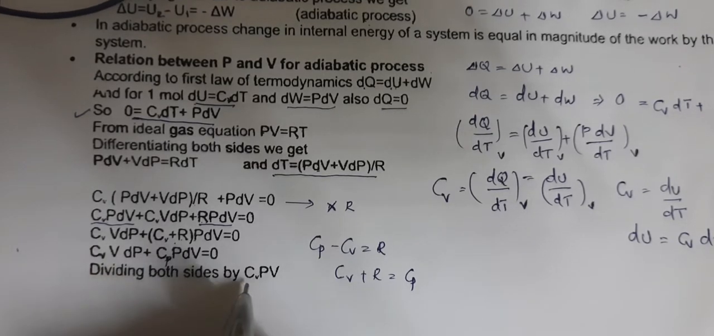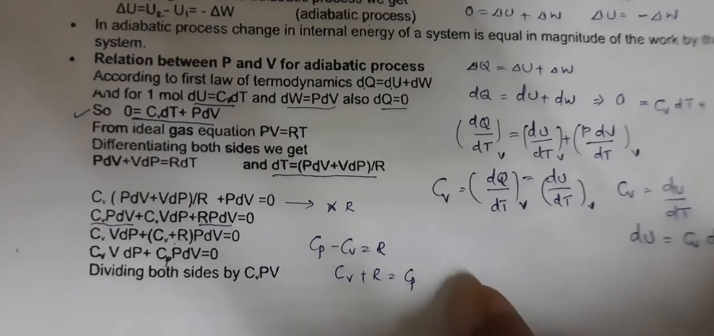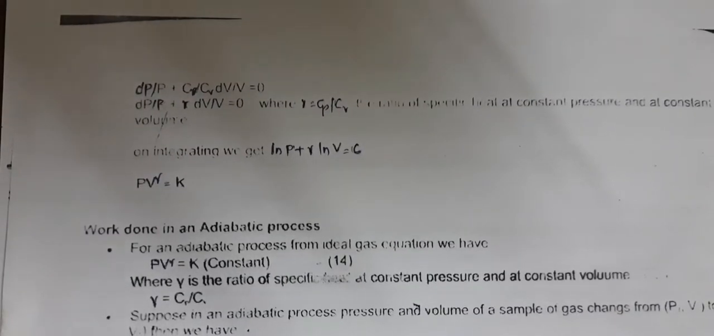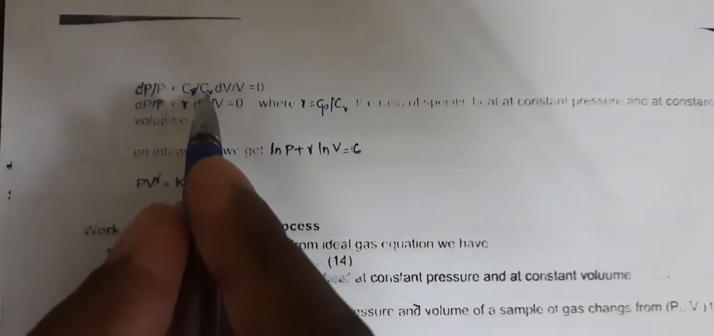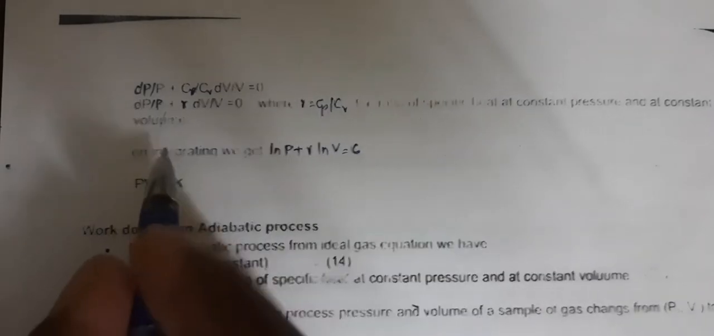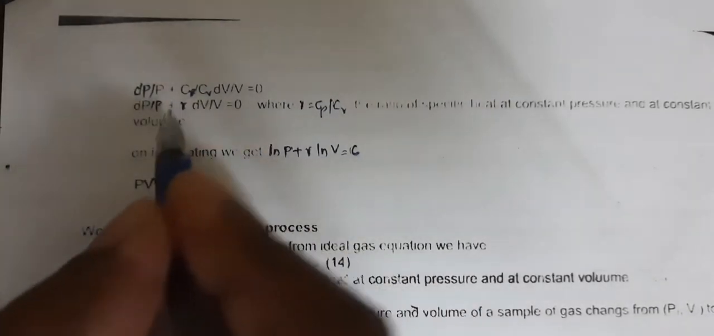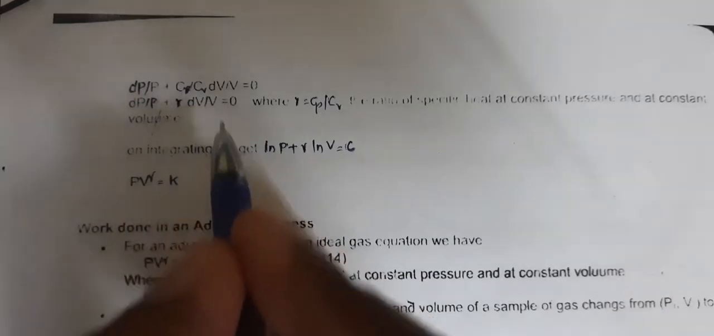If I divide this completely with Cv into PV, I get like this: dP by P plus Cp by Cv into dV by V is equal to 0. Just try to write down like this. If you try yourself, you will get this equation. So dP by P plus Cp by Cv is there. Cp by Cv is gamma, into dV by V is equal to 0.